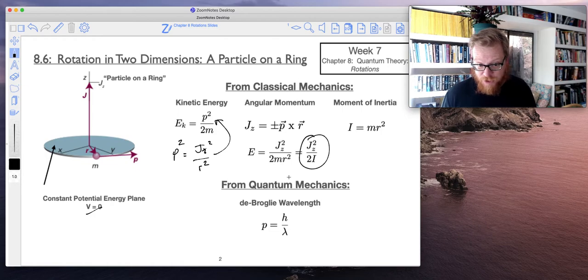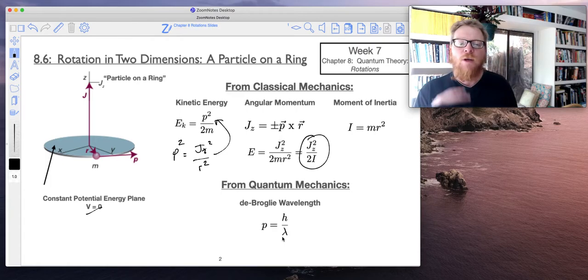Let's add the quantum touch to that, okay? And so the quantum touch that we're going to add is the de Broglie wavelength. So we remember now that in the quantum world, momentum is h divided by lambda, where lambda is the wavelength of our particle. It's the associated wavelength of the particle, which has wave-particle duality.